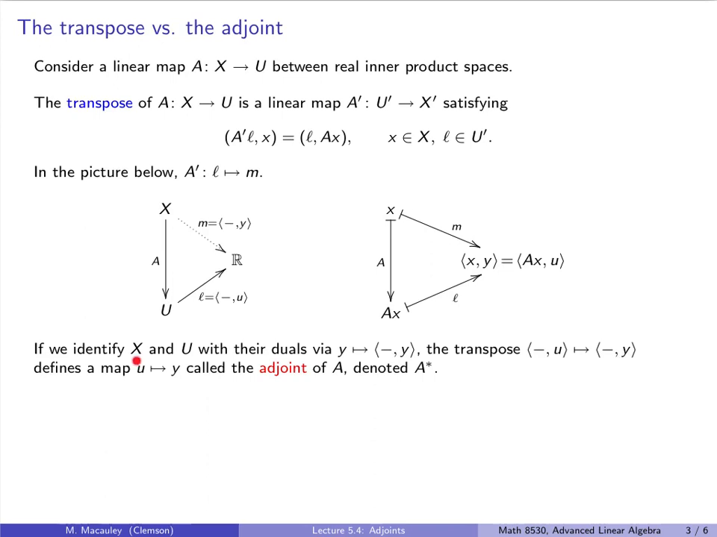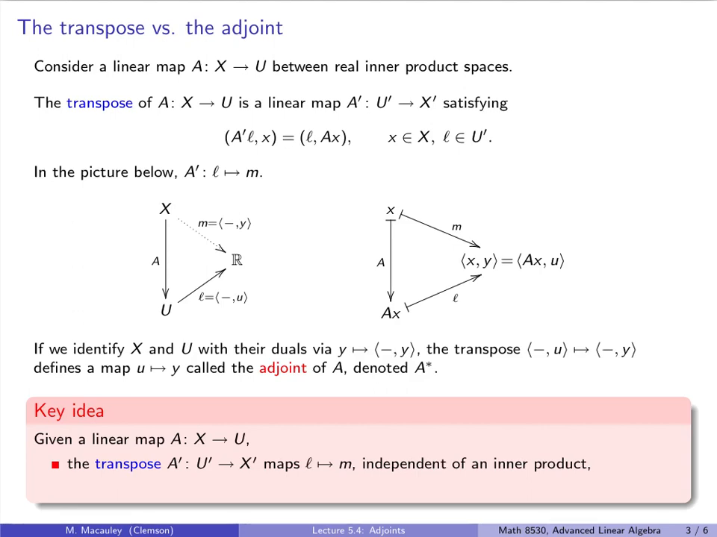Now, if we identify X and U with their duals via the natural map that sends an element Y to, I'm going to call this blank dot Y, even though it's an inner product, not necessarily the dot product, then the transpose, which, as we said, maps L to M, defines a natural map between the vectors U and Y. This is called the adjoint of A, and it's denoted A star.